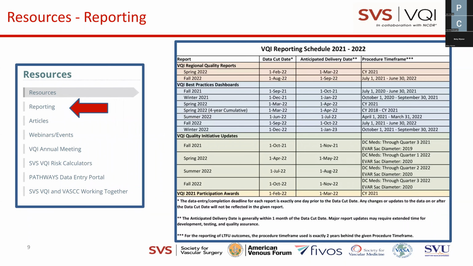Within the Resource tab, you're going to find Christy and Katie, who are our statisticians, and the VQI reporting schedule, in which they did an amazing and extensive overview at VQI at VAM. This reporting schedule provides the VQI regional quality reports and VQI best practices dashboard cut dates, anticipated delivery dates, and procedure timeframes. The report also provides quality initiative update and participation awards with their respective cut dates, anticipated delivery dates, and procedure timeframes.